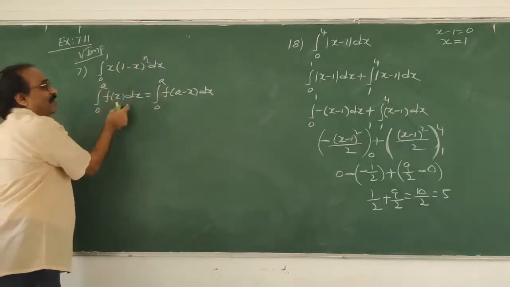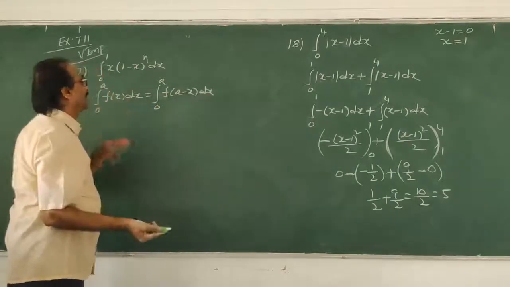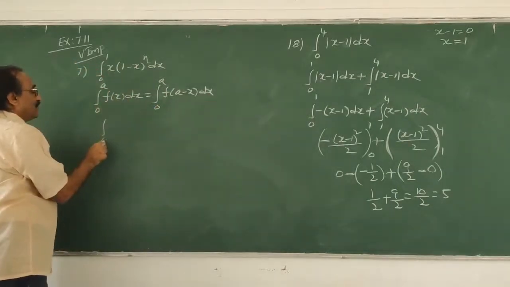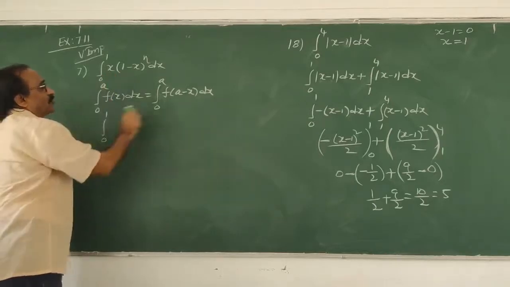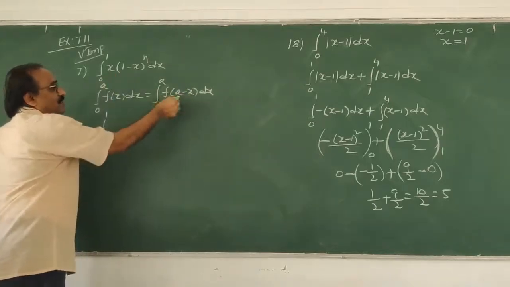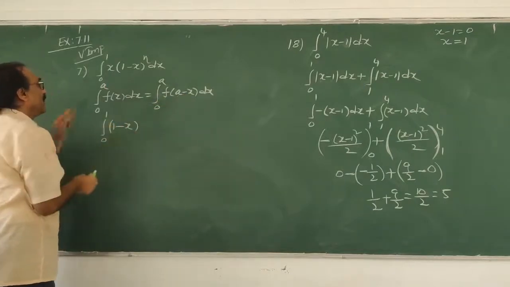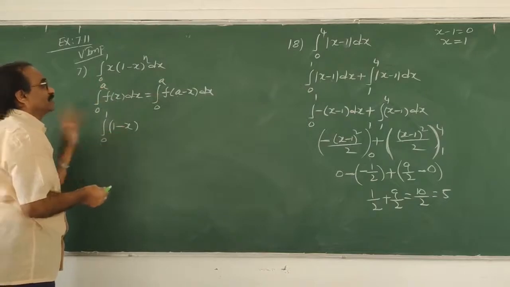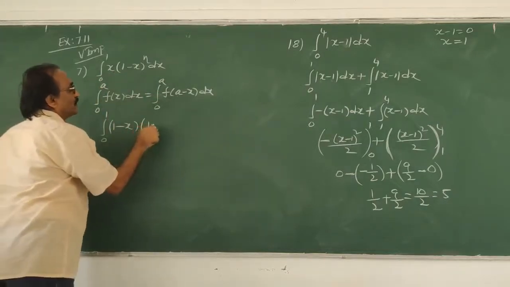Integral 0 to a, f of x dx is equal to integral 0 to a, f of (a minus x) dx, the property we will use like that. Now see, integral, in place of a, what is there? 1. Okay, no problem. Wherever x is there, what should you write? A minus x. A means what? 1. You write 1 minus x here. In place of x, I wrote 1 minus x. Happy? Into 1.